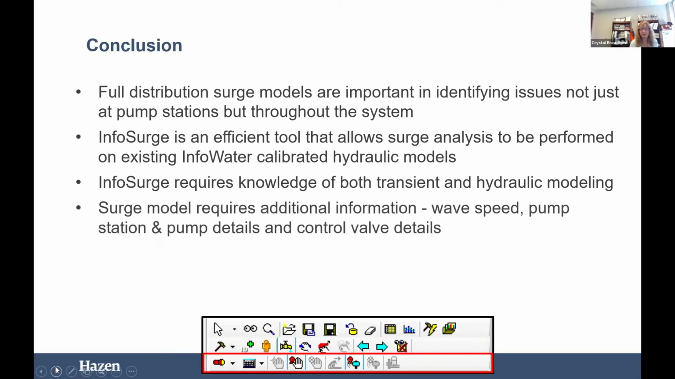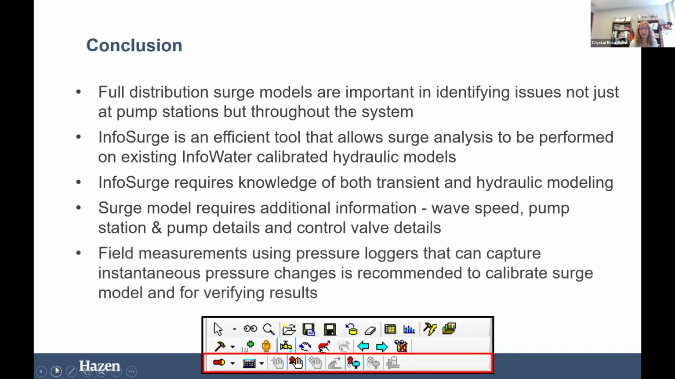You do have to add all those lists I gave earlier: the wave speeds, the pump station details, the control valve details, inertia, air valves, anything you have. That information needs to be added to your existing model because it's not in there. And if you can, get field measurements using pressure loggers that can capture instantaneous pressure changes, so that you can calibrate for surge, not just for hydraulics.